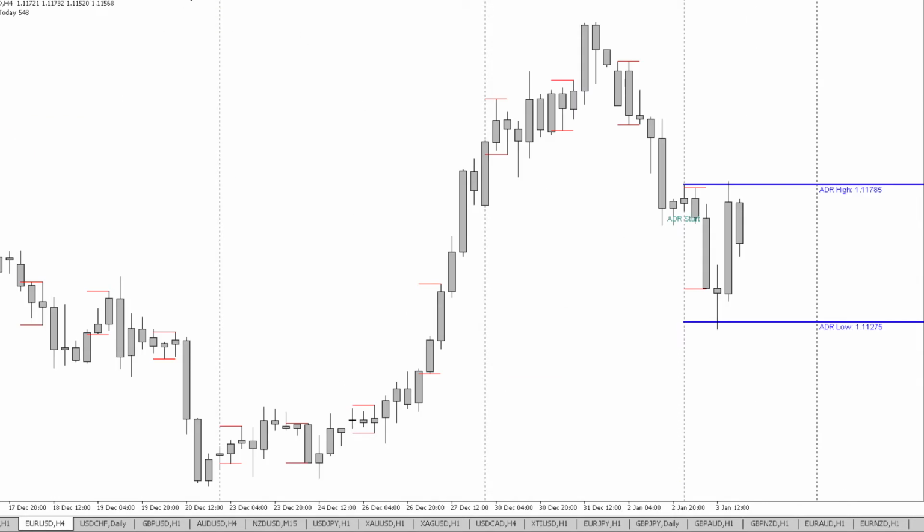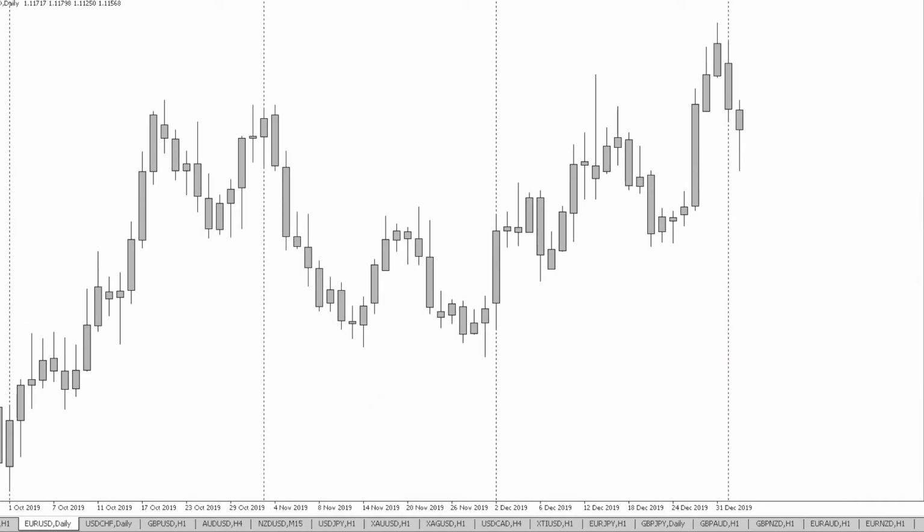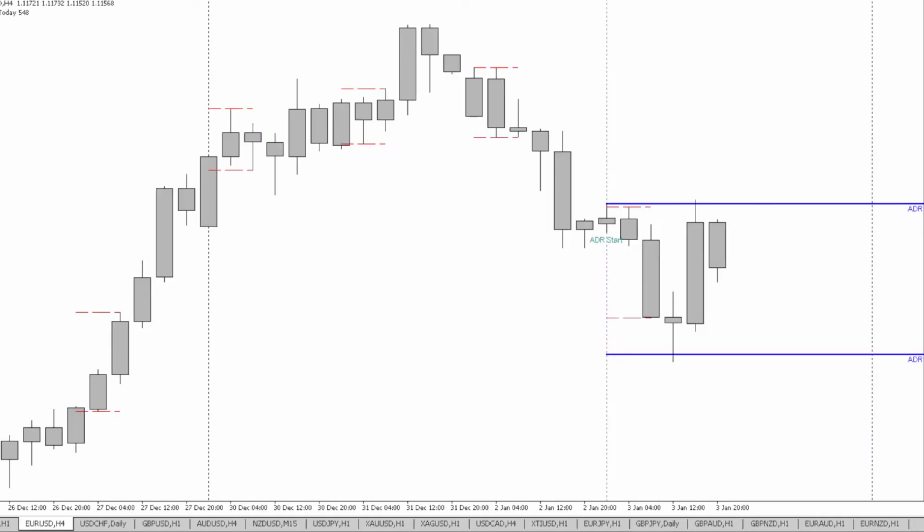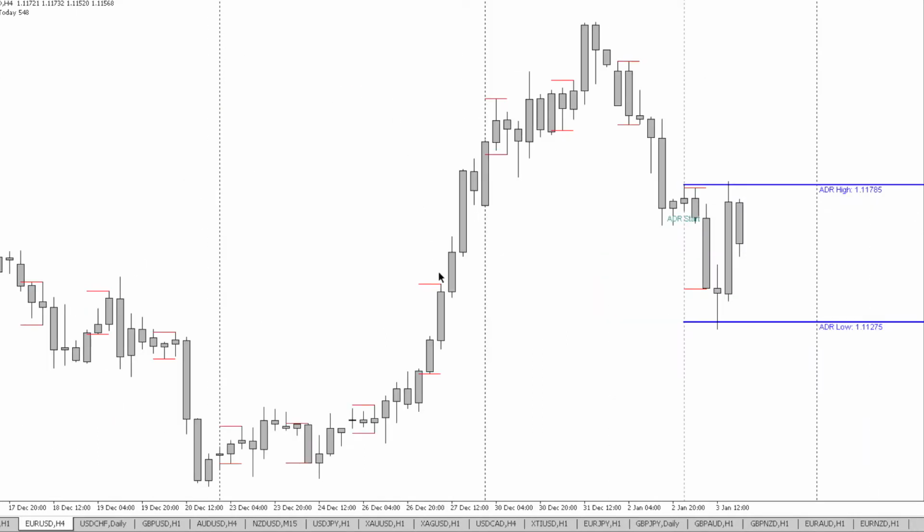But again, like I said, it just gives you a clearer area of where the day's low could come in or the day's high could come in, depending on your bias.